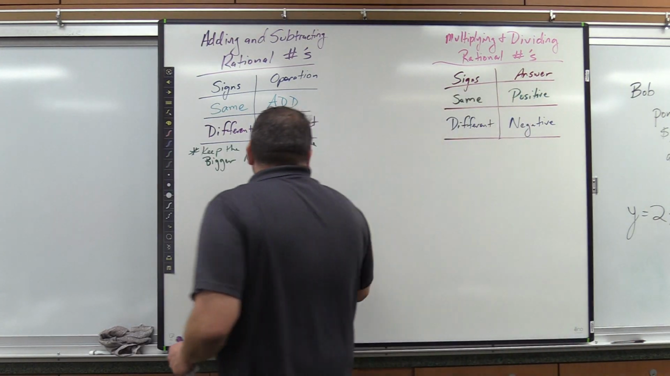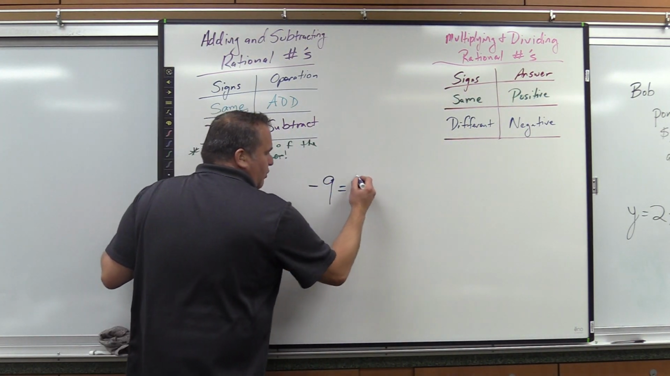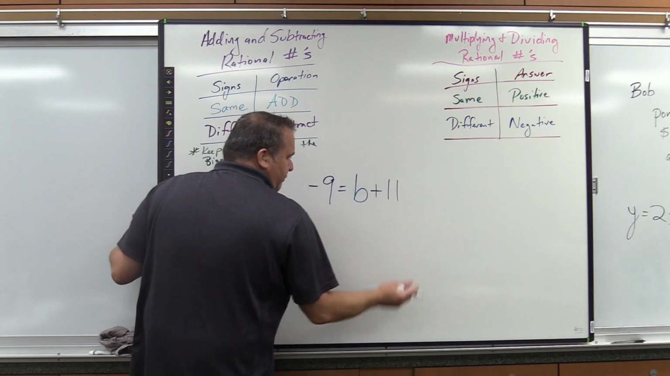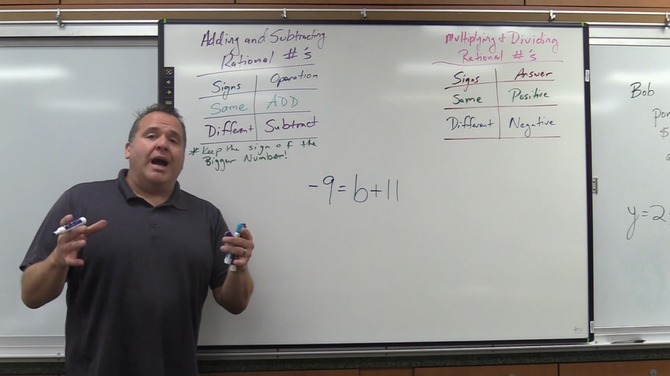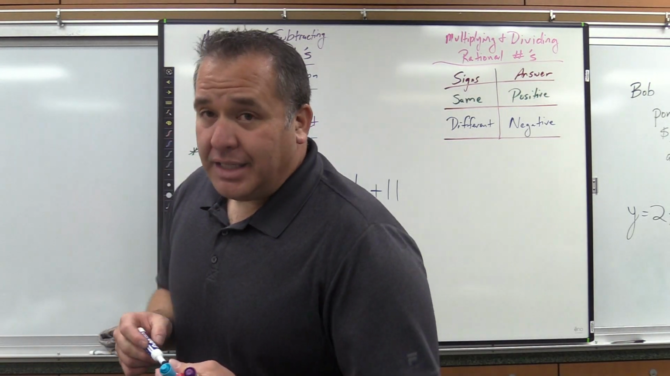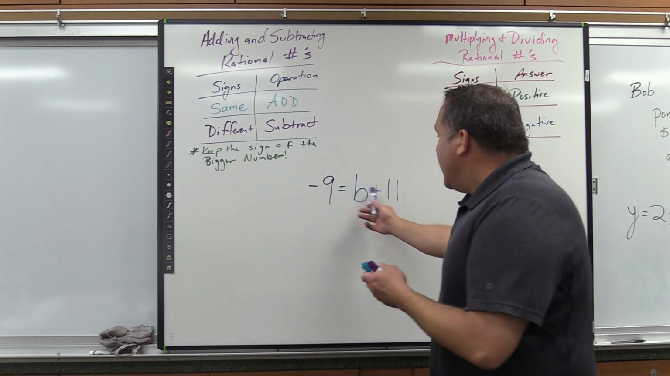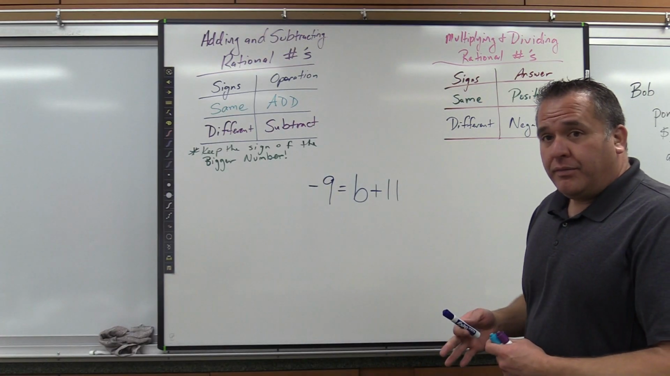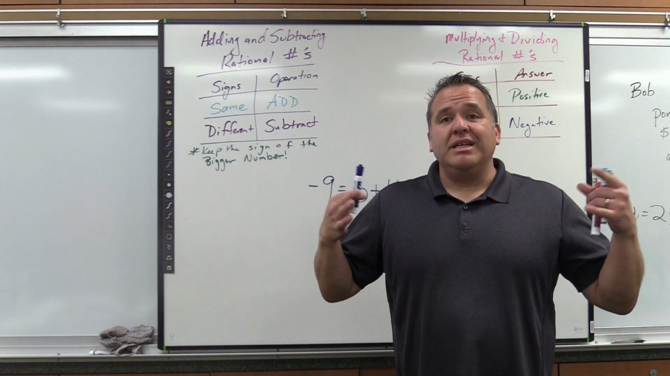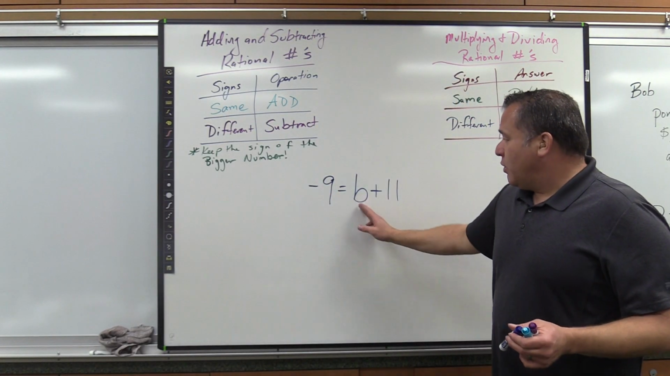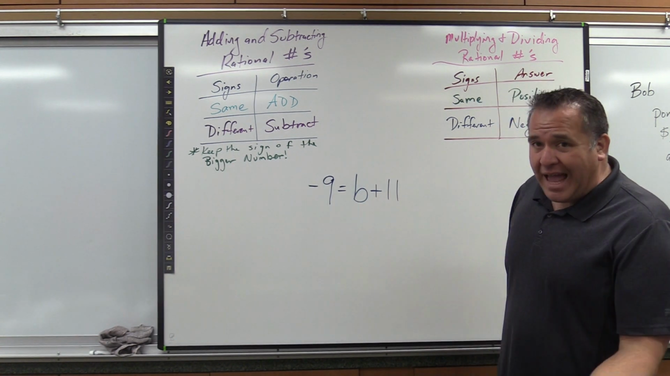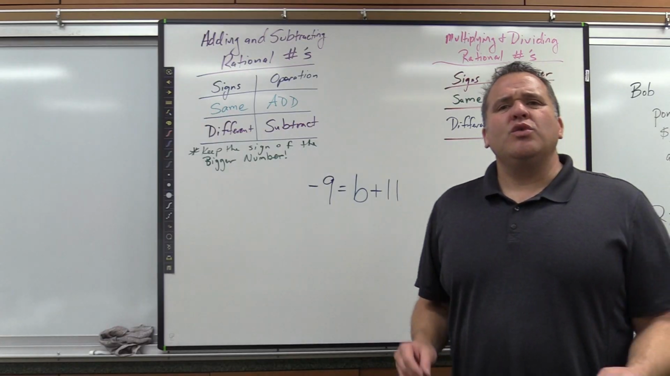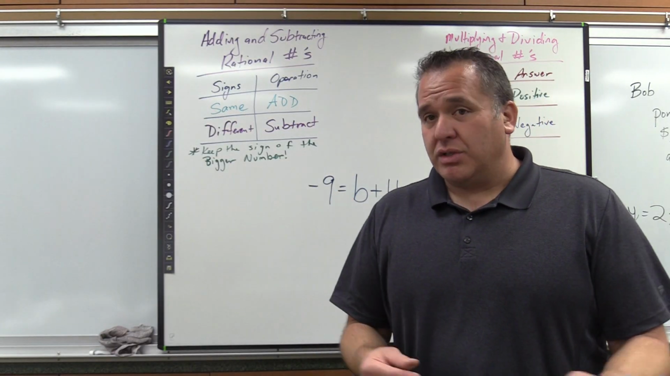What we have here is -9 equals b plus 11. Now, this is a simple one-step equation. When we solve this equation, we should be looking for what is being done to the b. Well, the b is our variable right here, and what's being done to it is 11 is being added to it. So what we need to do is what we call the inverse operation.